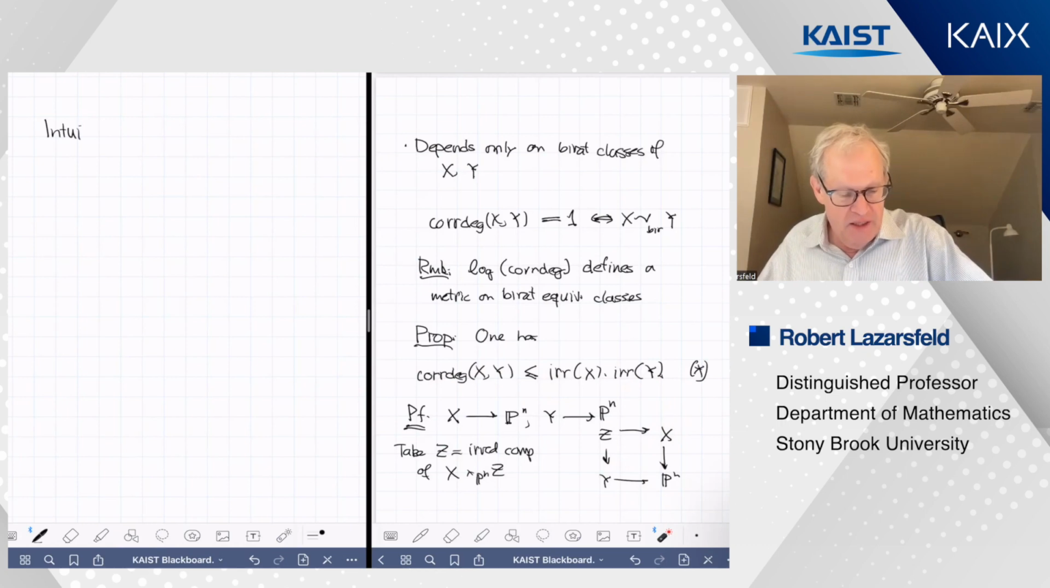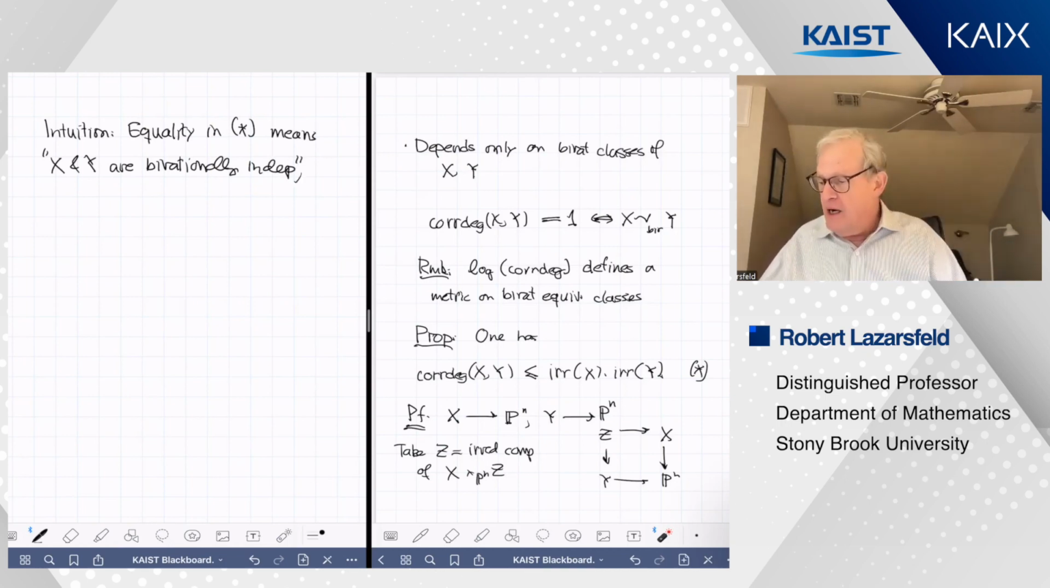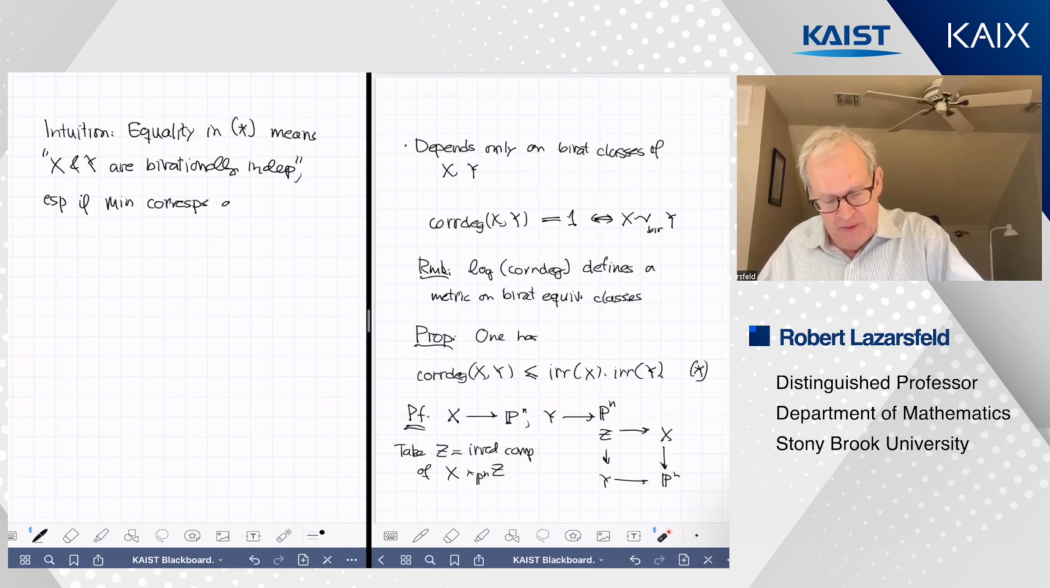So the intuition is that equality in star, if the minimal things are these dumb fiber products, this points in the direction that, roughly speaking, X and Y are birationally independent. So there are no interesting small degree correspondences between them. And this is especially true if the minimal correspondences are fiber products.